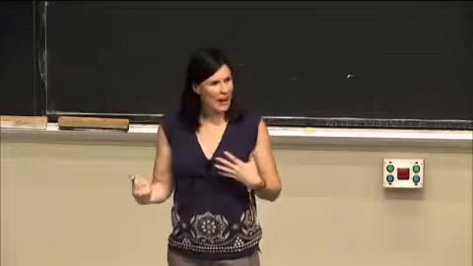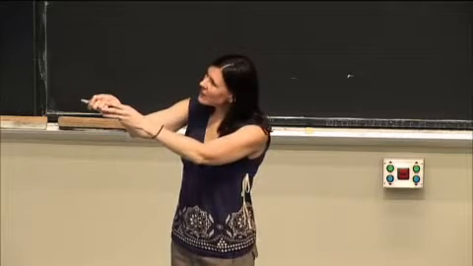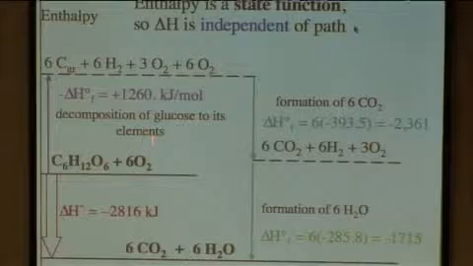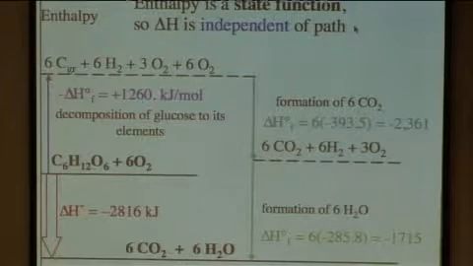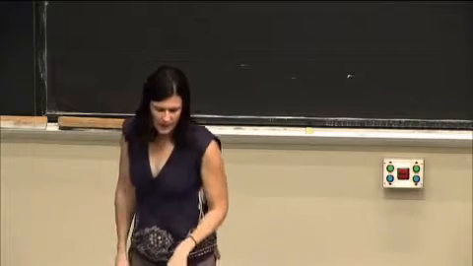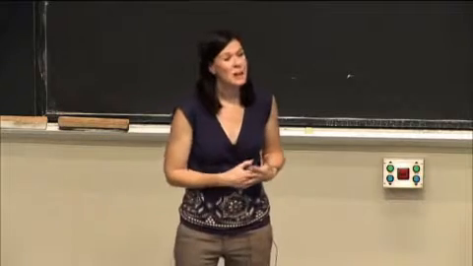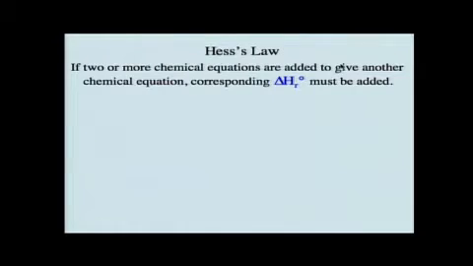So this is just a roundabout way of going from here to here. Instead, we went up and then down and then down. But because it's a state function, we're absolutely allowed to do this. And to formalize this, we can talk about what's called Hess's law.